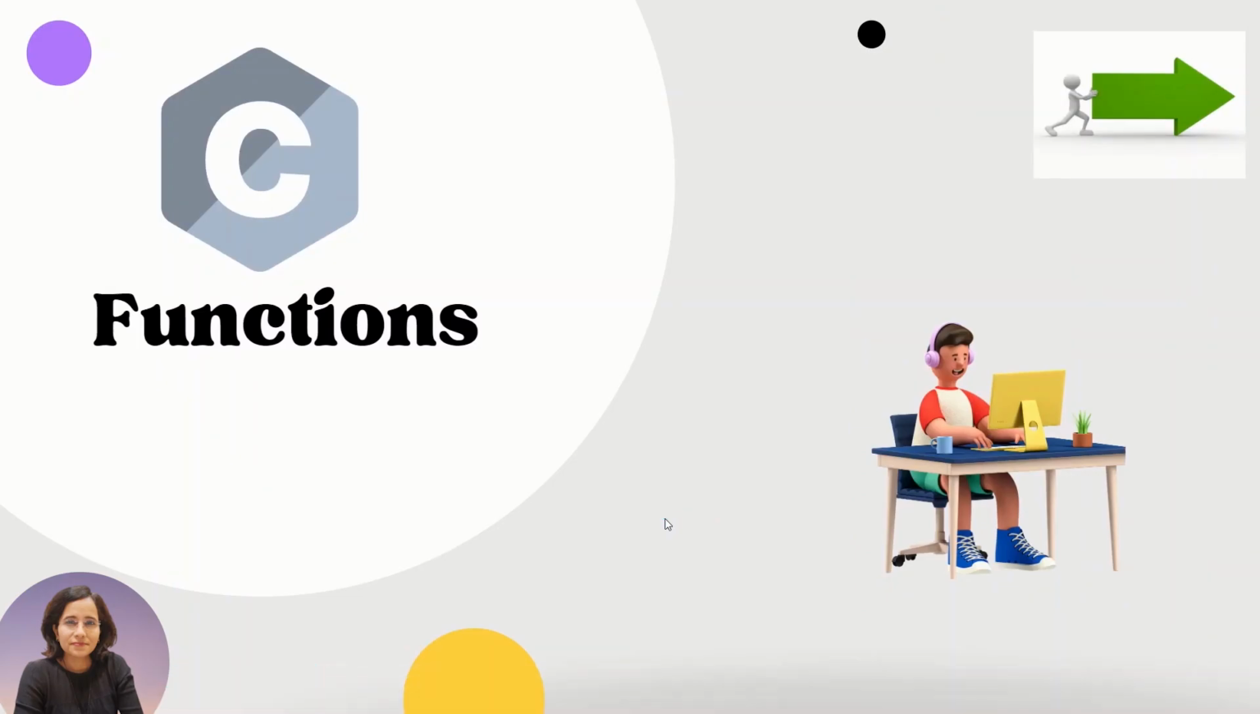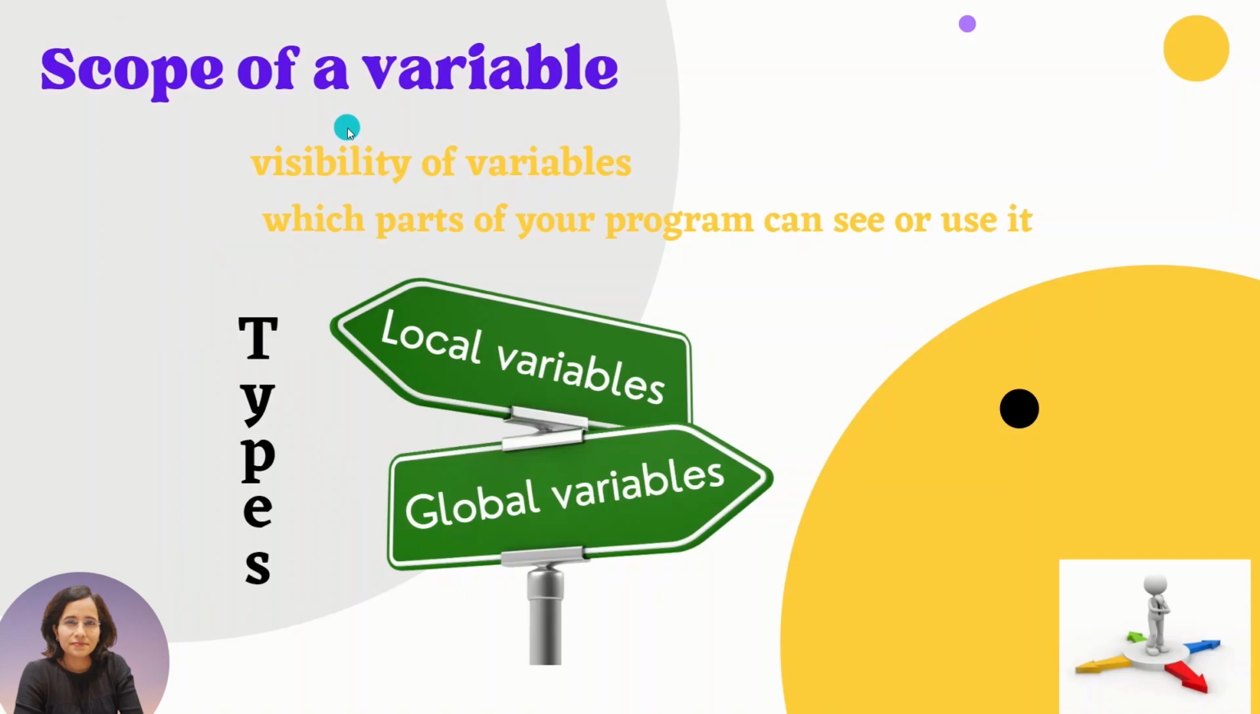In this video, we will be acquiring the knowledge of scope of variables and types of variables. So let's get started. The scope of a variable means the visibility of the variable. Visibility means in which part of your program you can see that variable, or you can access it, or you can use it. So there are two types of variables. The first one is local variables and the second one is global variables.